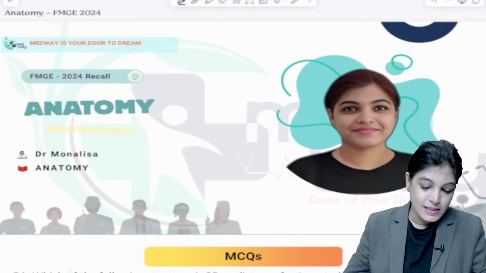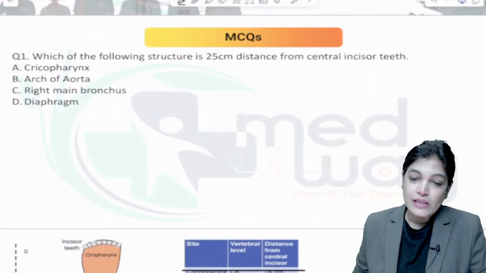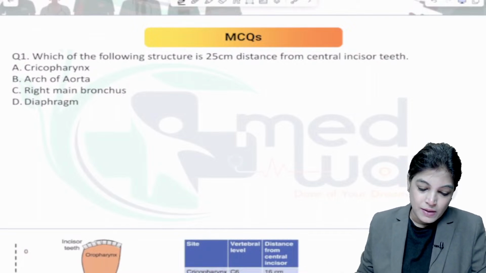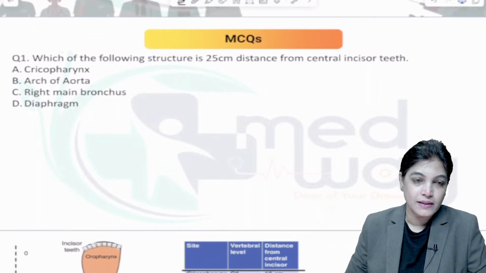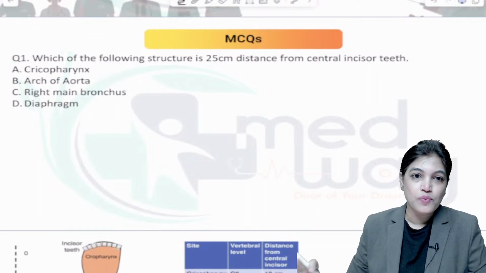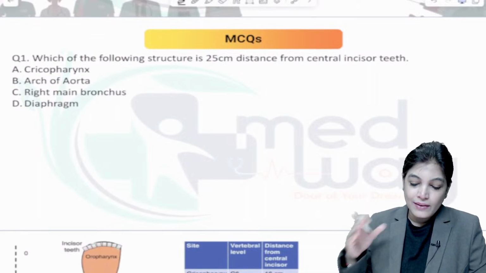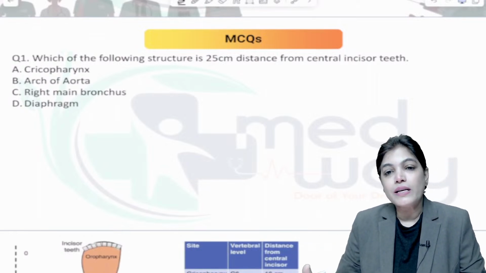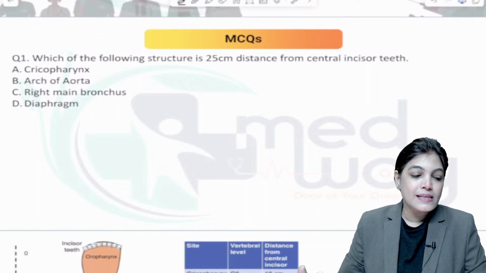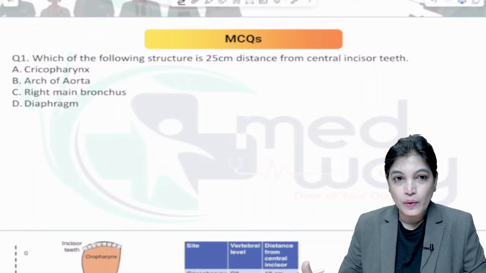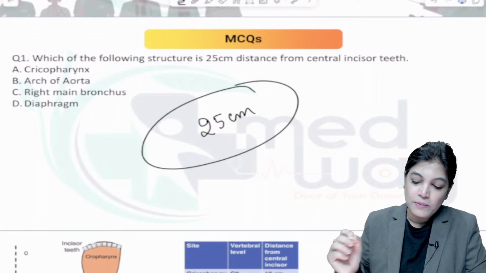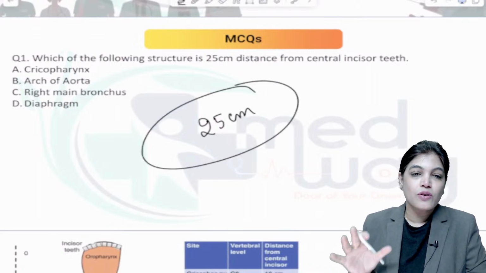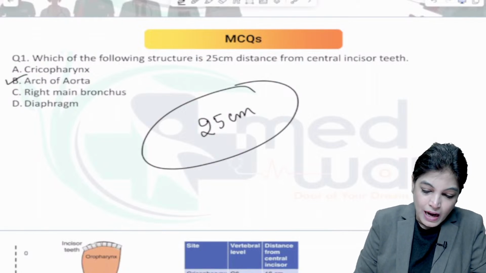Okay, so let's start with this session. The first MCQ I want to discuss related to anatomy was: which of the following structures is 25 centimeters distant from the central incisor teeth? The options the students mentioned were cricopharyngeus, arch of aorta, the right main bronchus and the diaphragm. We already discussed the constrictions of the esophagus, which occur at 4 levels, and the distance from the incisor teeth should also be known to you. So what is the crux point given here? 25 centimeter distance from the central incisors. The correct answer will be arch of aorta.